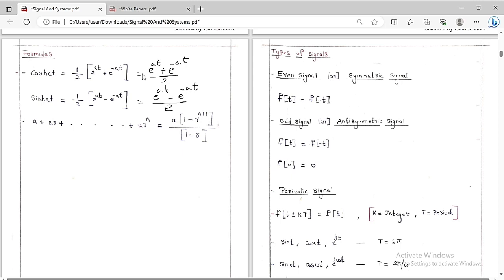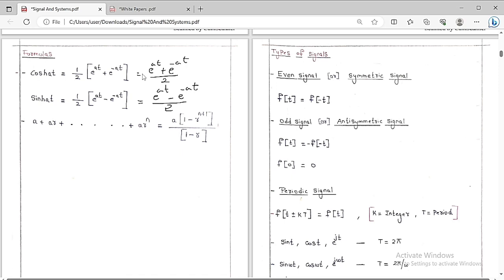H means hyperbolic. So sinh of at is nothing but e to the power of at minus e to the power of minus at by 2, and cosh of at is equal to e to the power of at plus e to the power of minus at by 2. These two formulas you always have to keep in mind. Sin means negative, cos means positive, and h means hyperbolic. So finally, sinh of at is e to the power of at minus e to the power of minus at by 2, and cosh of at is e to the power of at plus e to the power of minus at by 2.